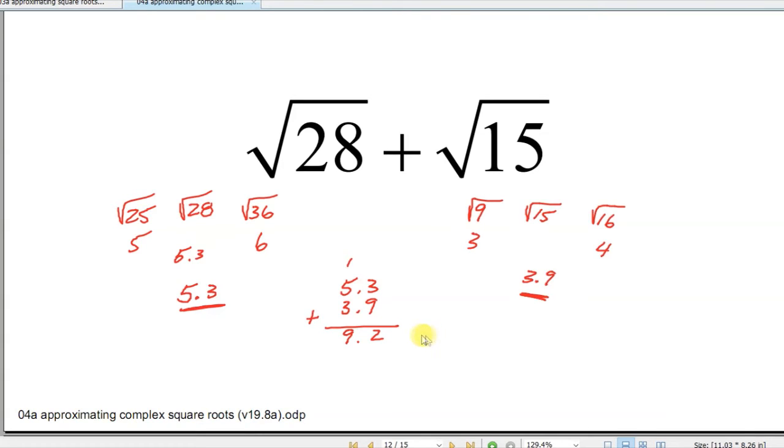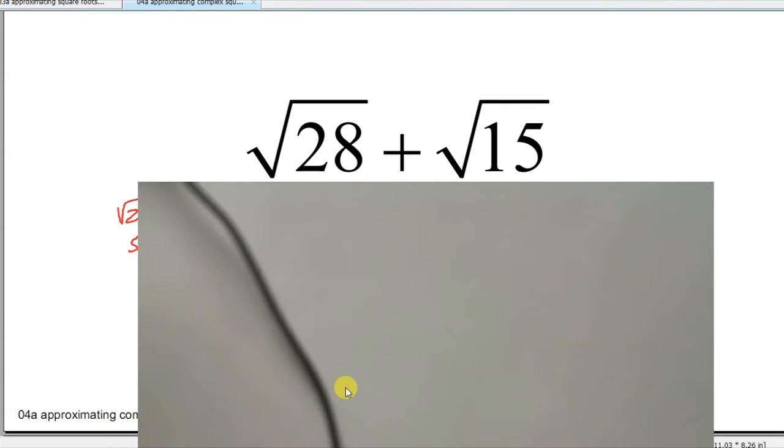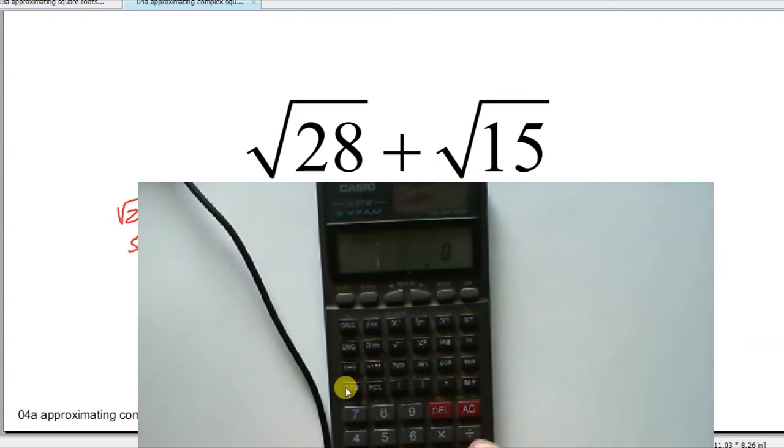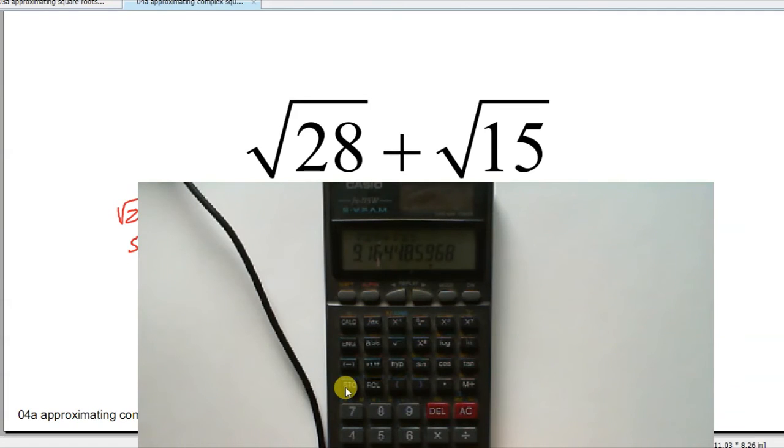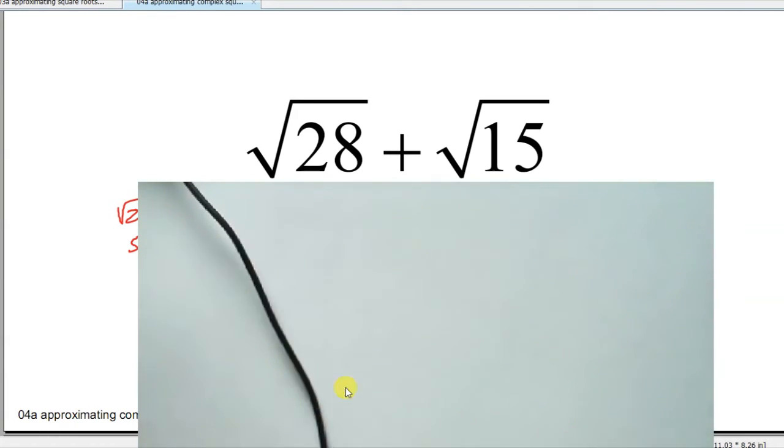I think it's 9.2. I'm going to do it with my calculator just to see how close we got. I said 9.2. Let's check it. Square root of 28 plus the square root of 15. 9.16. 9.2 is a pretty good estimate. I like that estimate. Not too bad, Mr. Barr.